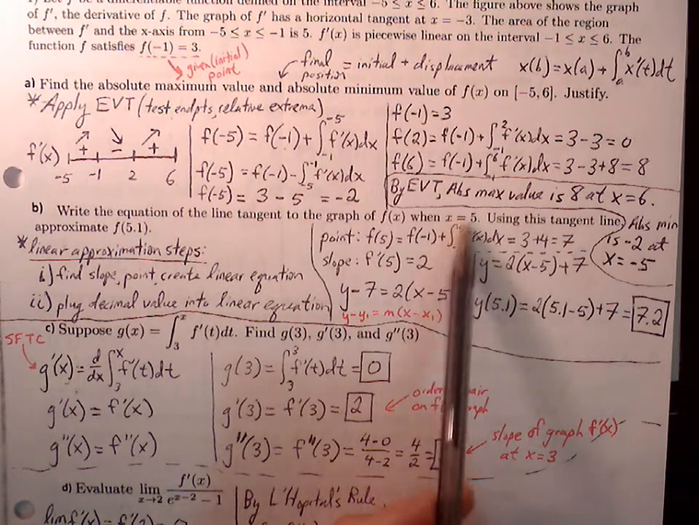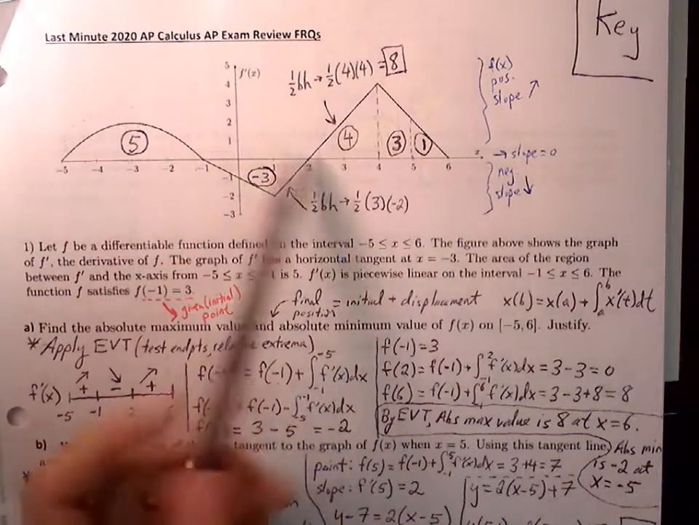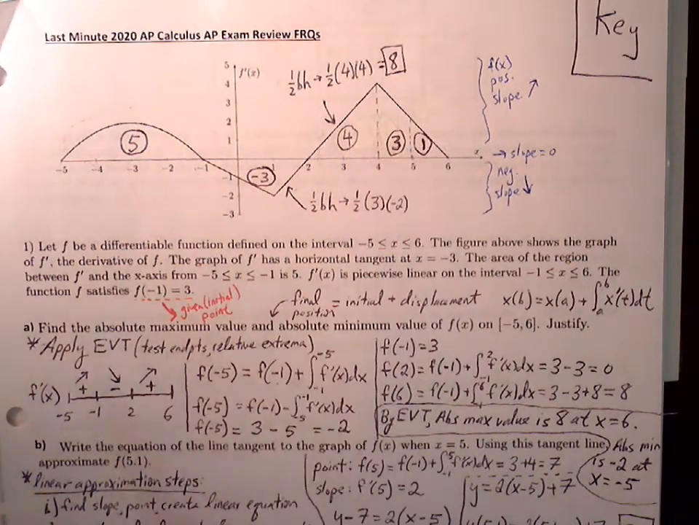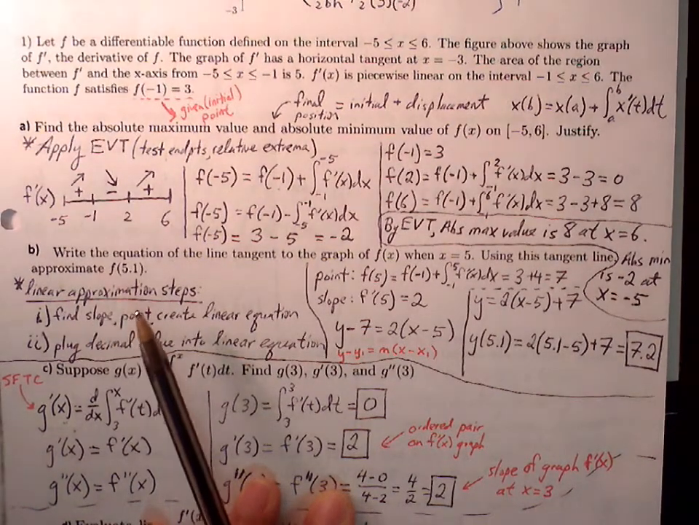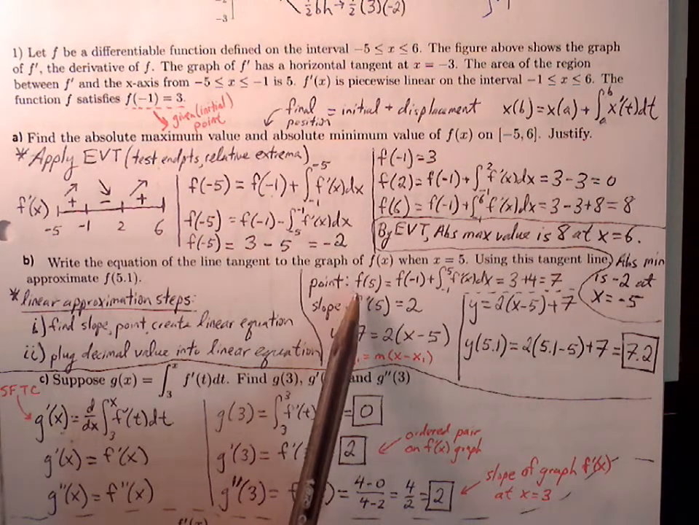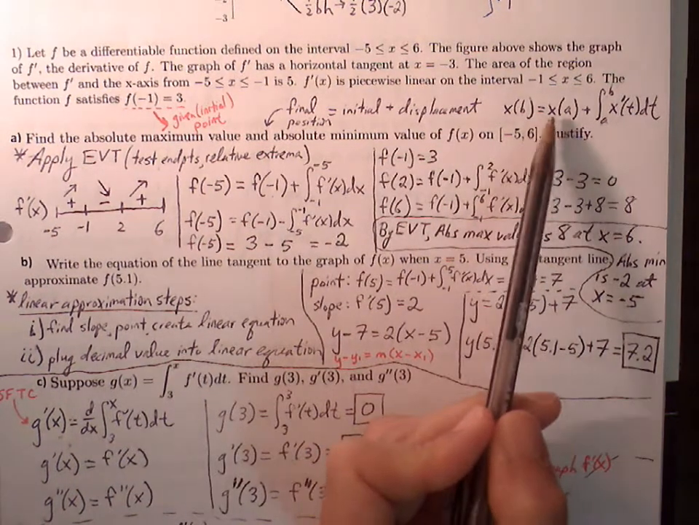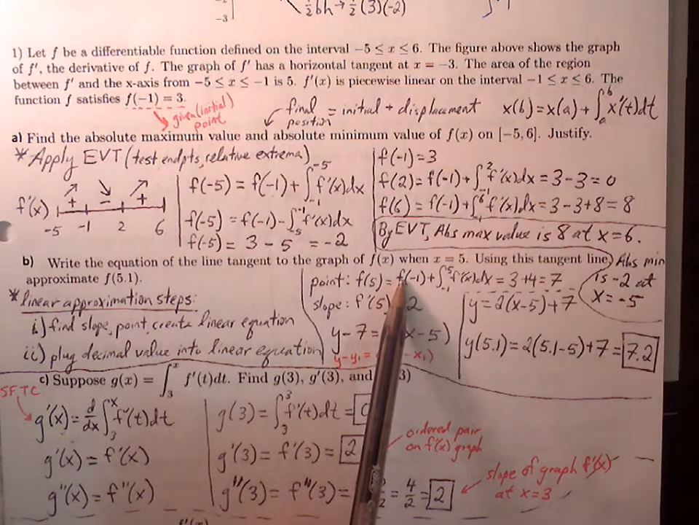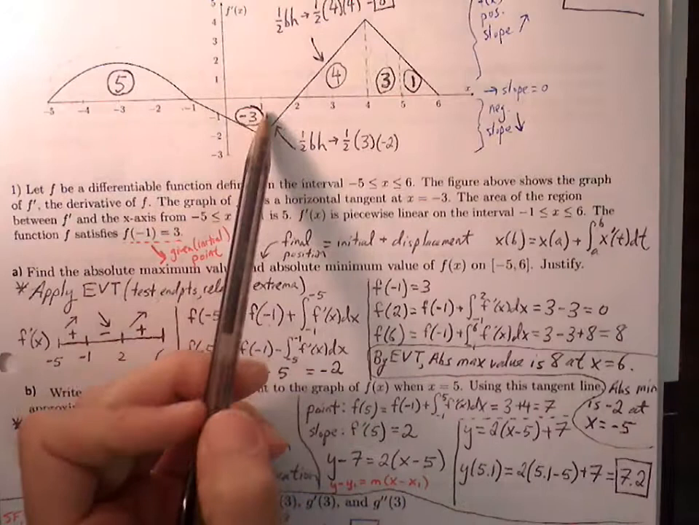So the ordered pair at 5. Now we can't just look at this graph and say, well, at 5, that's 5, 2. That's f prime. So what we need is the ordered pair for f of 5. We're going to have to go through this formula again: final position equals initial plus displacement. So initial is f of negative 1 plus the definite integral from negative 1 to 5.